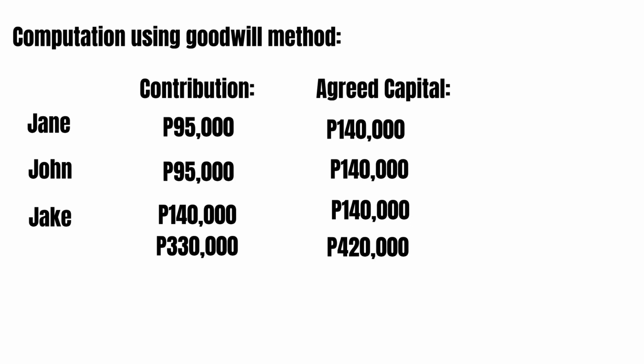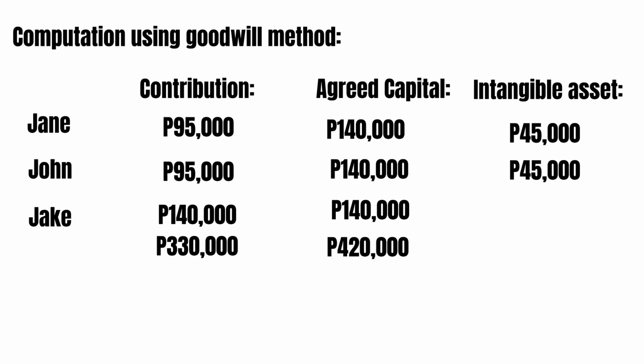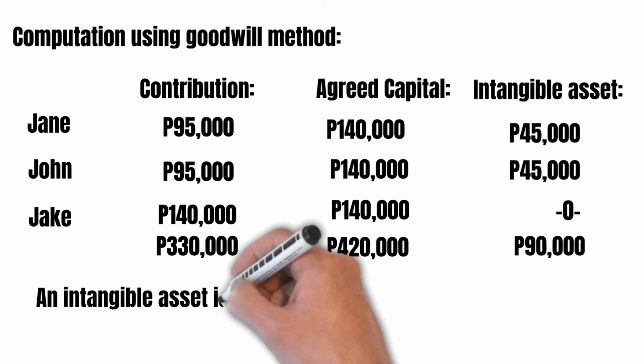For the adjustment, we will record an intangible asset, amounting to 90,000 pesos. An intangible asset is recognized under Goodwill method.